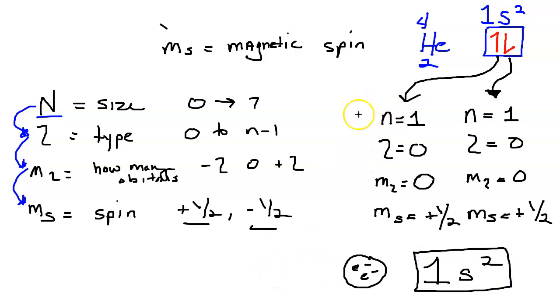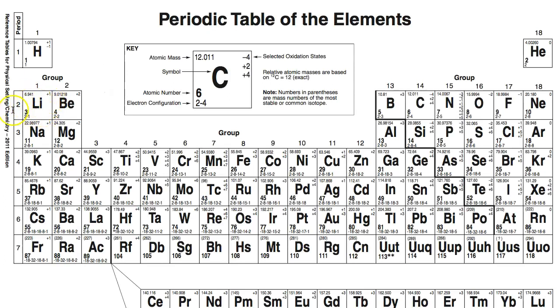Okay, so that's how you do it. You follow your rules. Now if I do another example, let's do lithium. Lithium has a mass of 7 and atomic number 3. If we go to the periodic table, lithium exists in the second period. Atomic number 3. You say atom, I say neutral.